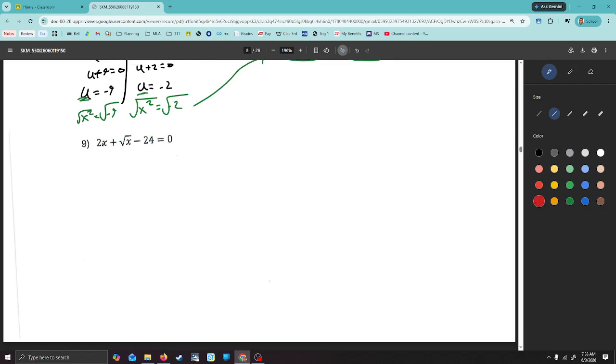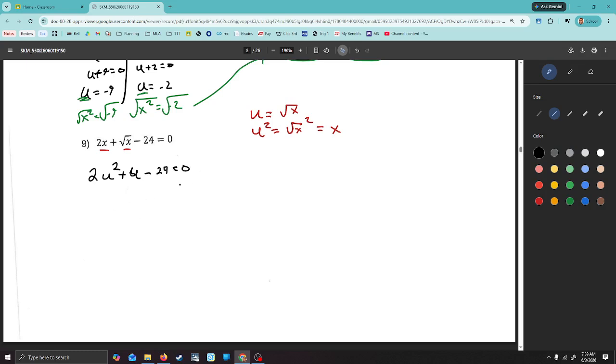Same thing here. Clarify my u's. I'm going to clarify my u as the middle term. So in this case, it's square root of x, which makes u squared the square root of x squared, or just x. Which means I can rewrite this as 2u squared plus u minus 24.